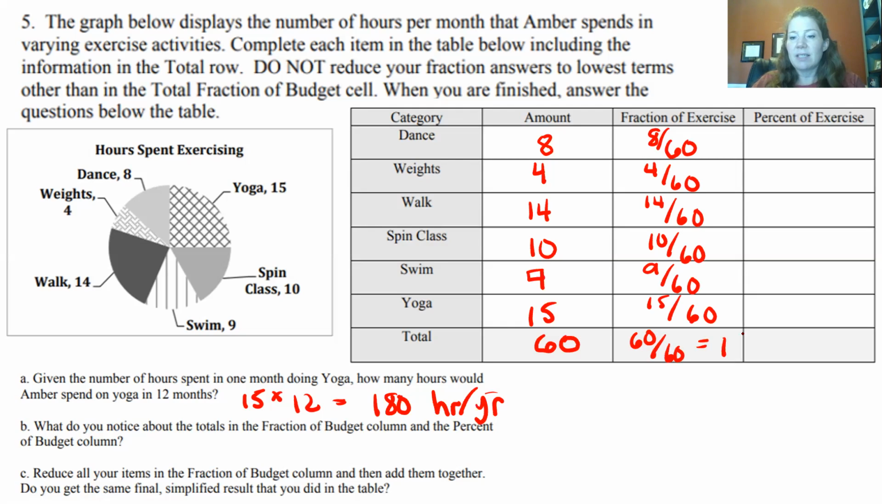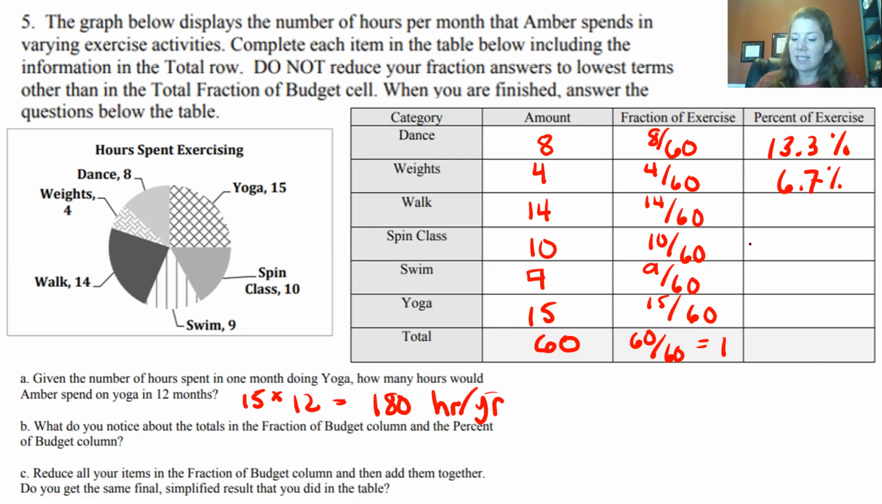Which is 100%. And so then we want to know what percent of exercise. So we're going to divide the numerator by the denominator, and then we turn that decimal into a percent. So 8 divided by 60 is 0.1333, so we're going to do 13.3%. So 4 out of 60 is 6.7%, because we moved our decimal 2 places to the right.